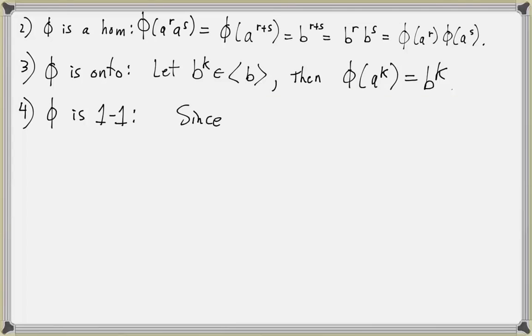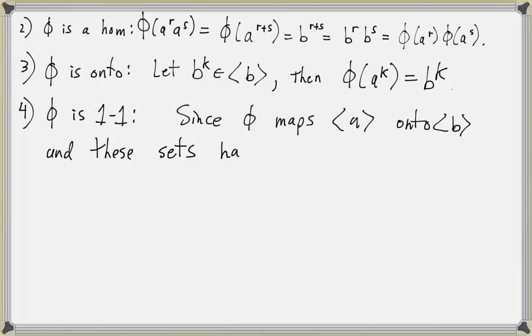Well, since the cyclic groups generated by A and B are both finite sets, and phi maps the cyclic group generated by A onto the cyclic group generated by B, but these groups have the same number of elements, phi must be one-to-one.